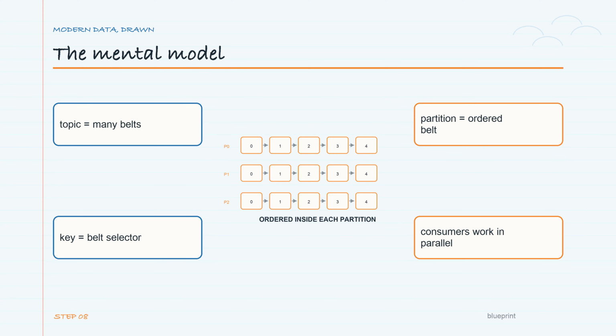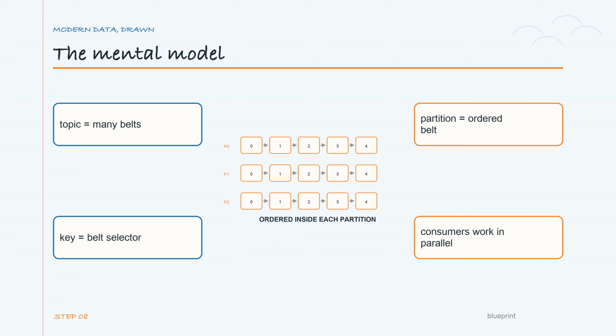Before we finish, let us join the pieces into one mental model. Think of a Kafka topic as several numbered conveyor belts. Each belt keeps its own order. A key chooses a belt, and consumers can work on different belts at the same time.